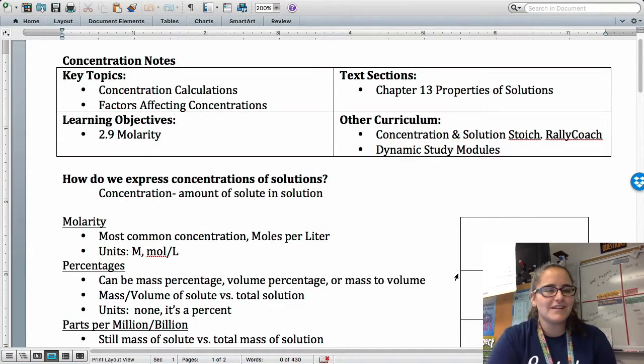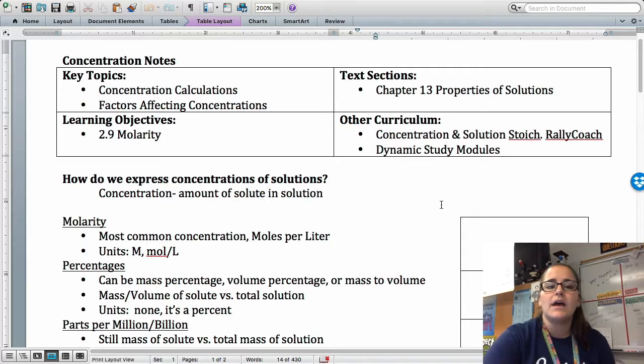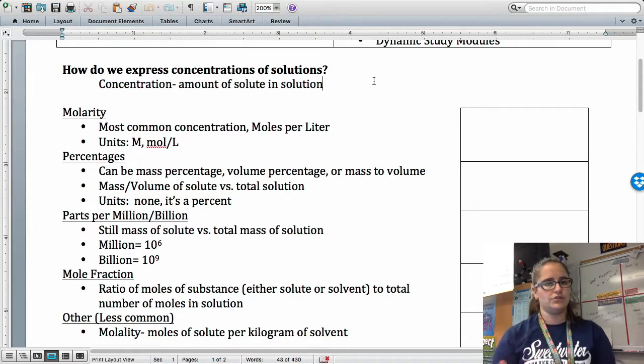So, what we got going on today is we're going to be talking about concentration. We're going to learn how to calculate concentration in a couple different ways, and we'll also learn about the factors affecting concentration. This is chapter 13 of your Brown LeMay textbook, and then we'll also do some more practice with it.